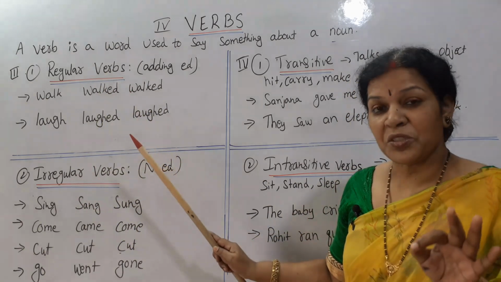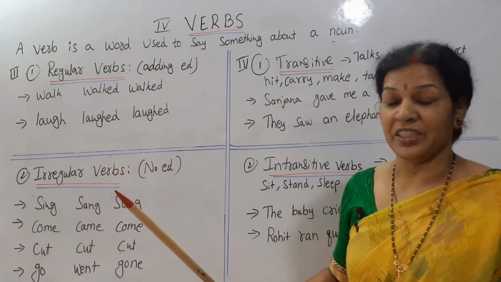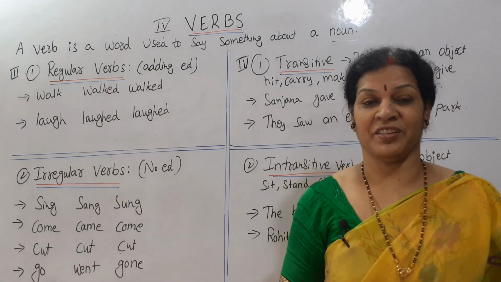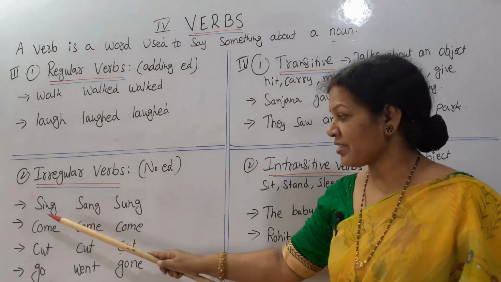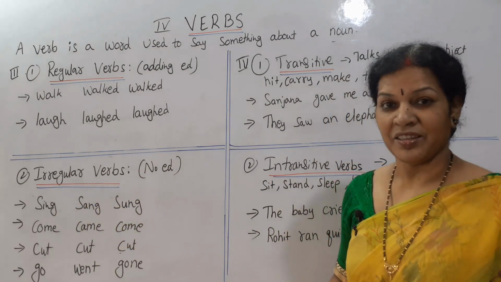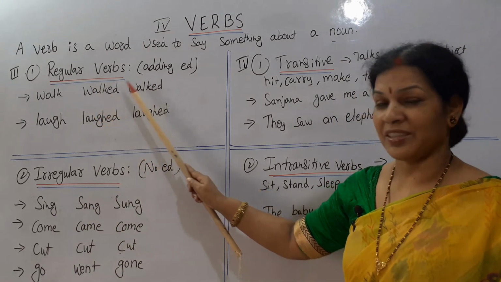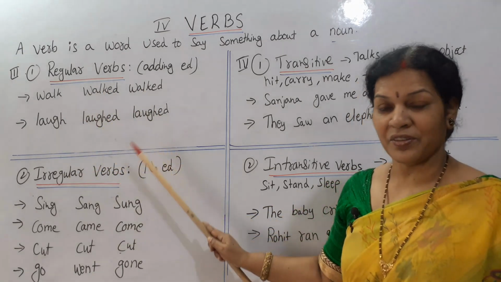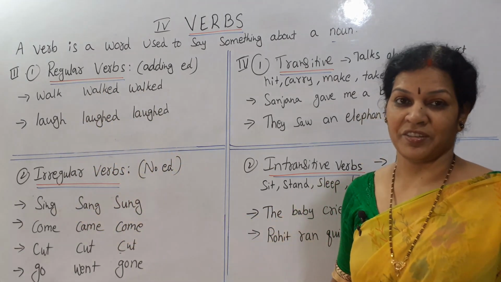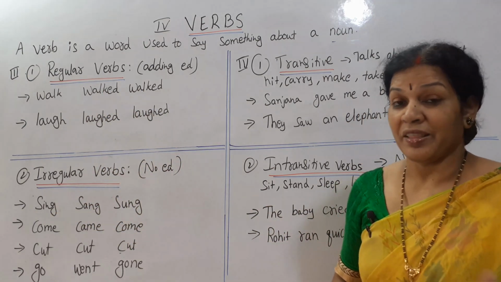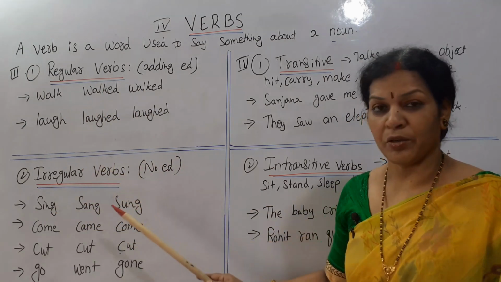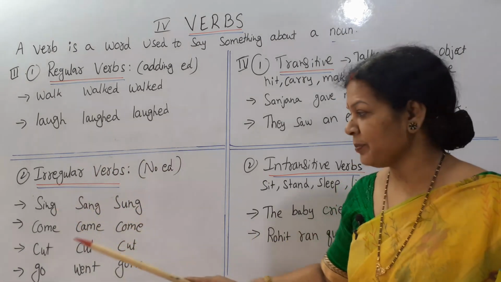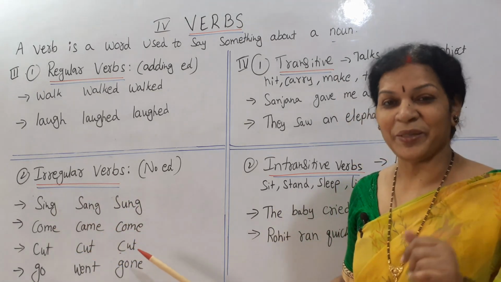The second one is irregular verbs. An irregular verb means the verbs which are not ending with ed. There is no ed, meaning each and every verb is different. See this: sing, sang, sung. Whereas walked, walked, walked and laugh, laughed, laughed end with ed. Here the three verbs are different. It's not common, there is no ed, so we call it irregular verbs. There are many irregular verbs. I have taken a few. For example, sing, sang, sung. Come, came, come. Very important.